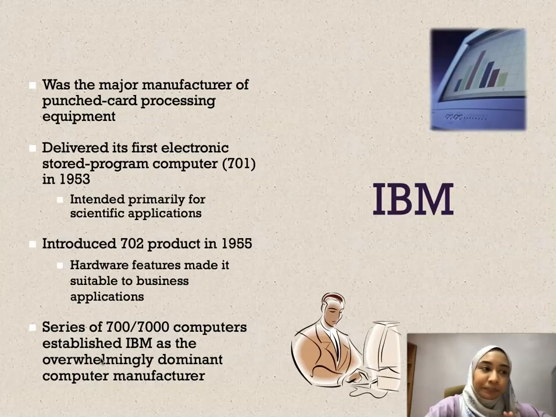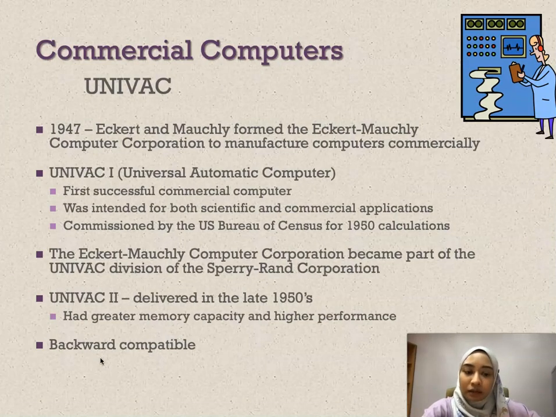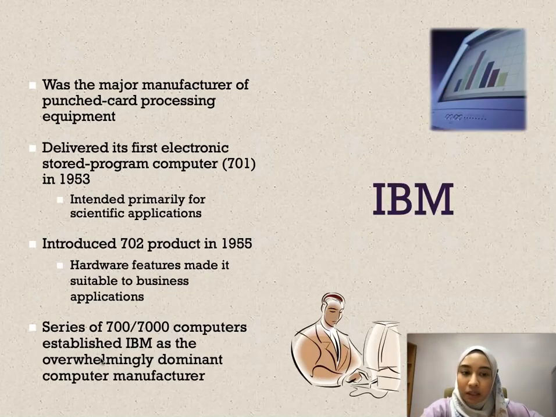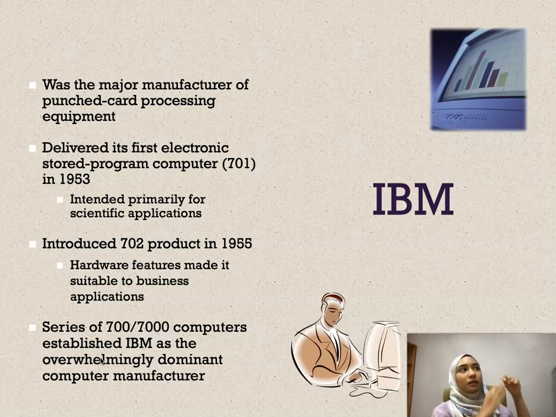Okay, so we were talking about Eckert and Mauchly, right? Eckert and Mauchly created the UNIVAC 1 and 2, very great for scientific and also commercial applications. And then came IBM. IBM was another company, the manufacturer of punch card processing equipment. What does that mean? It means that the punch card had holes, right? And when they slot in the punch card, it was able to give instructions to the machine.